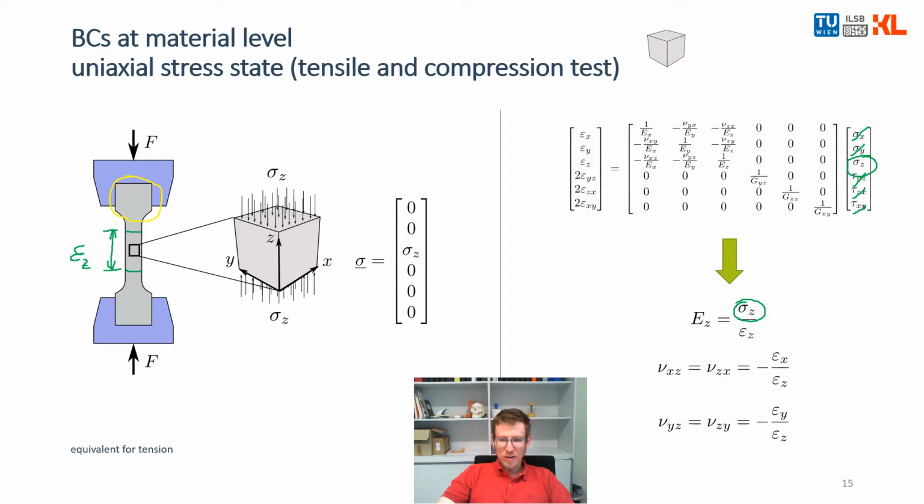So for the Poisson ratios, we need also strains in the transverse directions, so in X and Y direction. This is a little bit more complicated to measure, but it can be done also optically or with an extensometer. And what is this? This is the amount of the sample getting thicker or thinner when you load it. So this is the change in thickness of the sample.